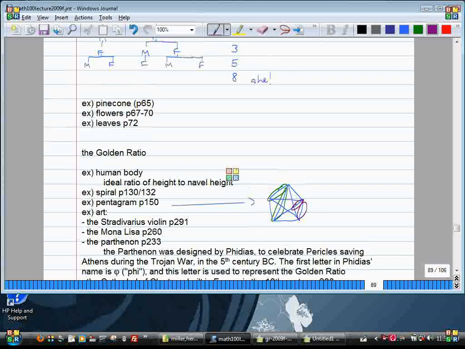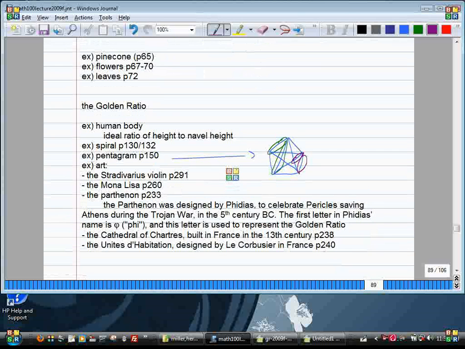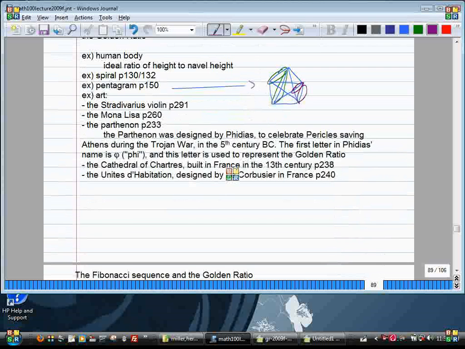The golden ratio also appears in the Cathedral of Chartres, a 13th century cathedral from France. I'll show you the picture next time. Wish I had those pictures. Okay, anyway.